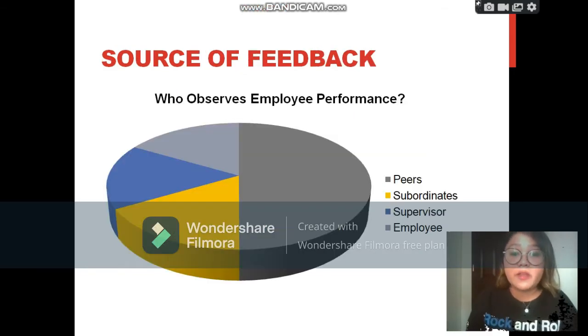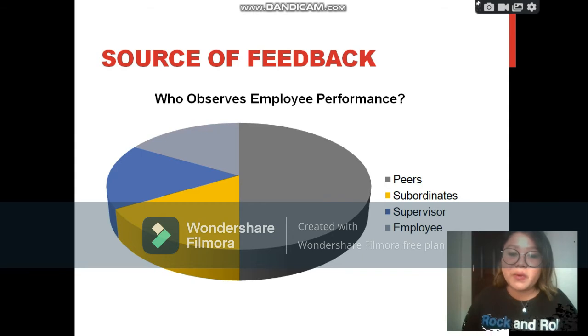Okay, so you will see from here a pie chart wherein you'll see the source of feedback. Okay, so who observes employee performance? As you can see, the greater percentage came from the peers. Okay, so peers or coworkers who are also working with us, and they are the ones who can really see your performance. Okay, this is followed by the subordinates.